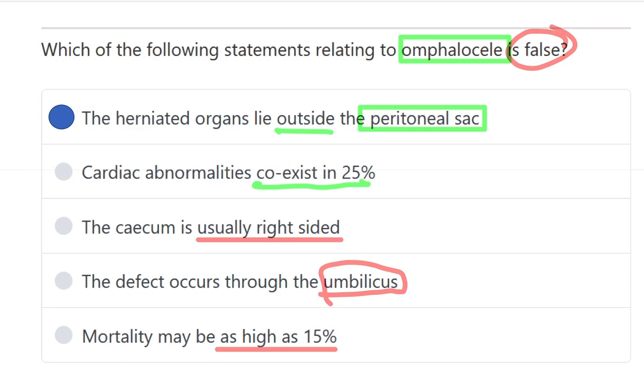So in the case of the omphalocele, the only false option is that it is outside the peritoneal sac. It is not true, because the omphalocele is present inside the peritoneal cavity, but in the case of gastroschisis, the bowel is present outside the peritoneal sac.